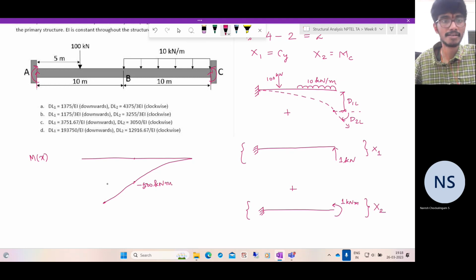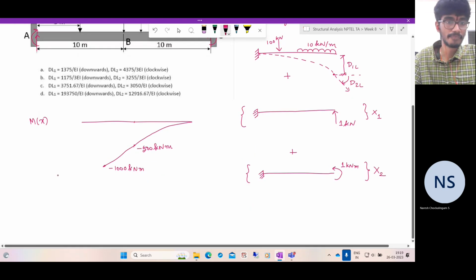What is the value here? So the resultant force due to this distributed loading is 100 kilonewtons. It acts at the middle of this distribution, which is 5 meters. And we have at a distance of 5 plus 5, which is 10 meters. So here it is taking a value of 1000 kilonewton meter, where the point load 100 kilonewtons is applied.